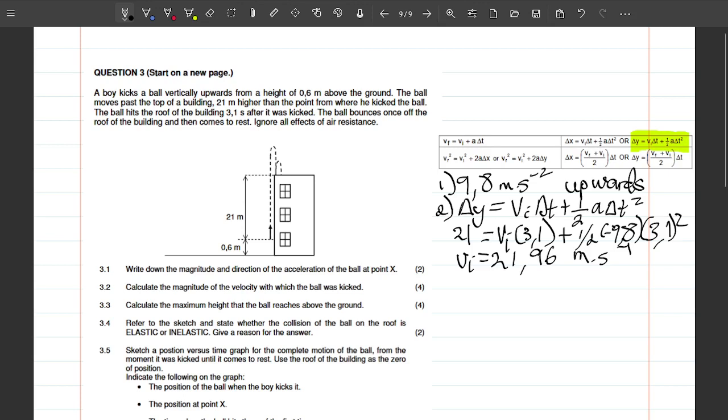The maximum height. That 21 meters that you have there, that's not what the maximum height is. The maximum height we have to consider after it has passed the top of the building. We have to consider that. Okay, so what we're going to do first is calculate the height that it travels. Okay, that includes the ground as well.